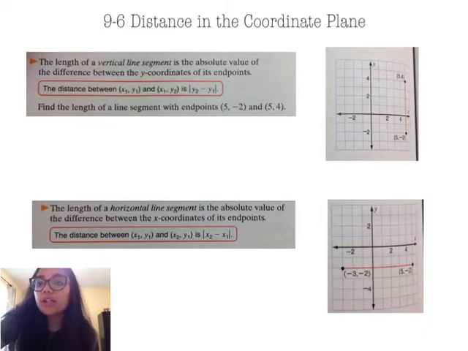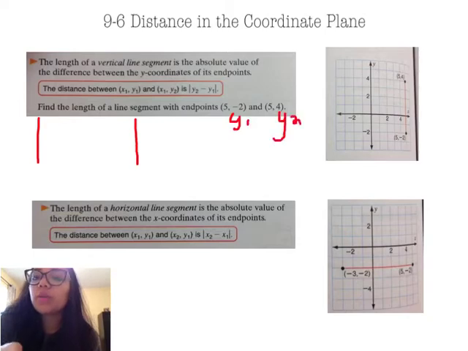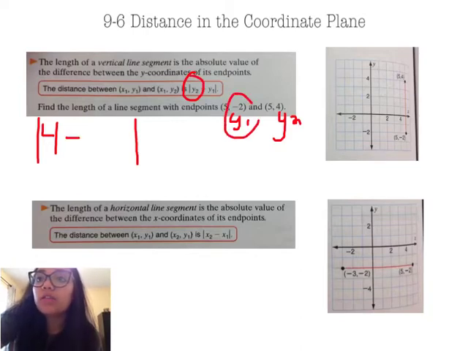So let's go ahead and start. So the absolute value of y2 minus y1. Well, this is y1, this is y2. Your second one is always y2, your first one is always y1. So I'm going to plug it into my formula. I have 4, y2 goes first, minus y1, which is negative 2. You still have to bring that negative.